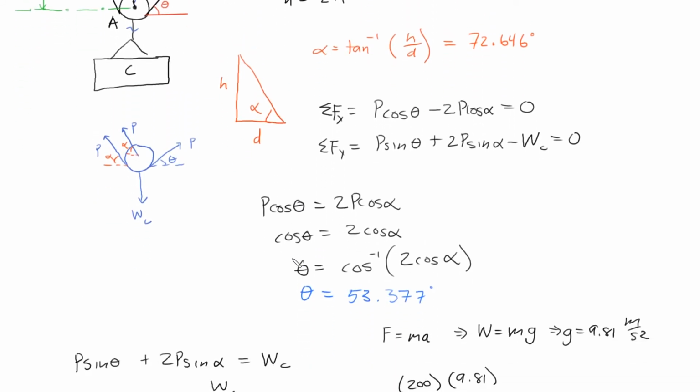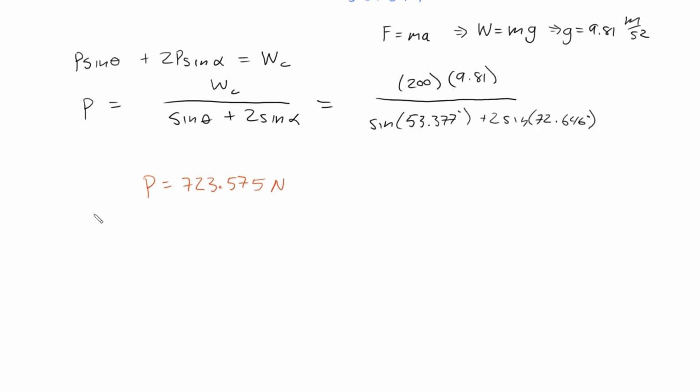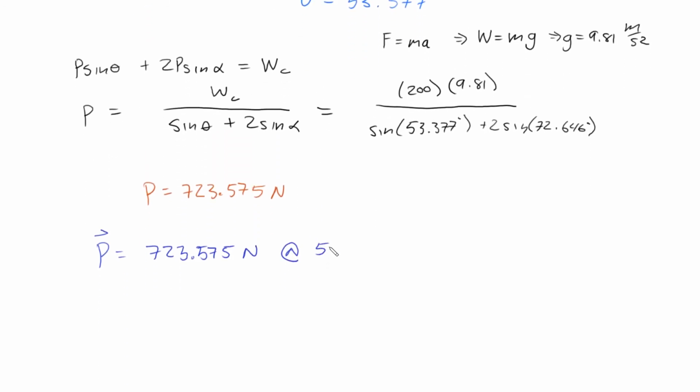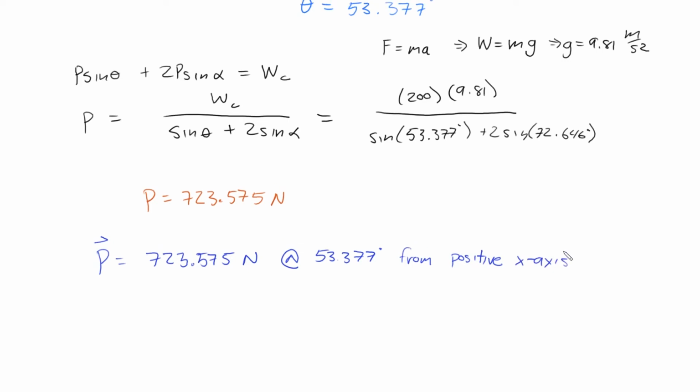So they don't explicitly say we have to find the vectors. So what's a sufficient answer, in my opinion, is you just simply say the P vector is 723.575 newtons at, let's see, what was it, 53.377 degrees from the positive x-axis.